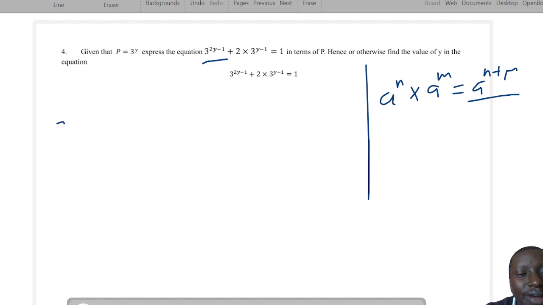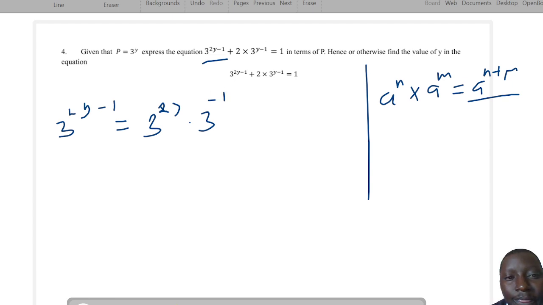So instead of me writing 3 to the power of 2y minus 1, this is the same as 3 to the power of 2y, times 3 to the power negative 1, then plus 2 times 3 to the power y, times 3 to the power negative 1, then this is 1.